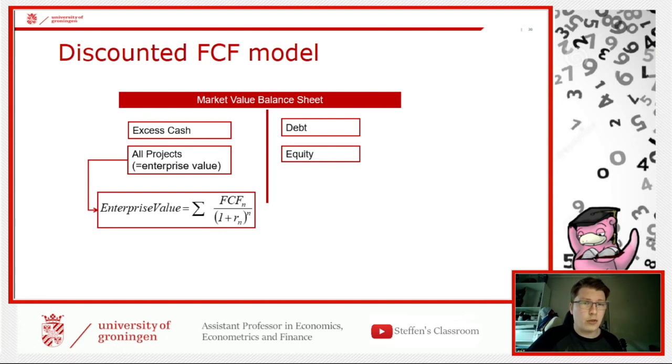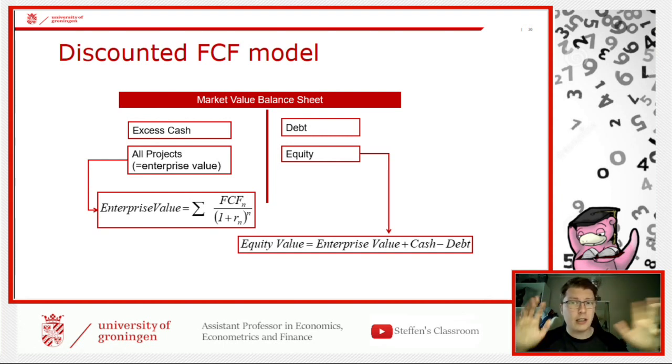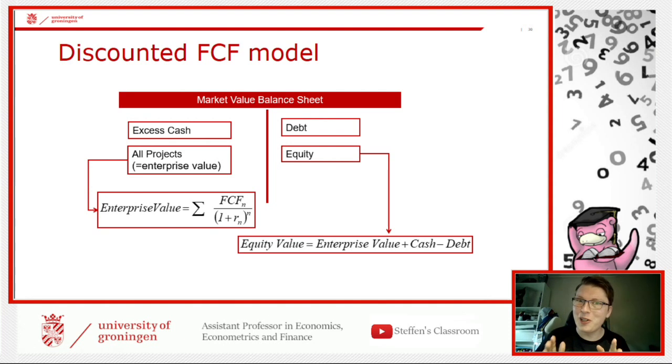So the enterprise value is just the sum of all these free cash flows. And the equity value becomes a very simple equation. That's the enterprise value you get, plus the excess cash, minus debt, because then you're left with equity. And then we evaluate all the equity. Ta-da, then you get a stock price. That's actually really simple, I hope.